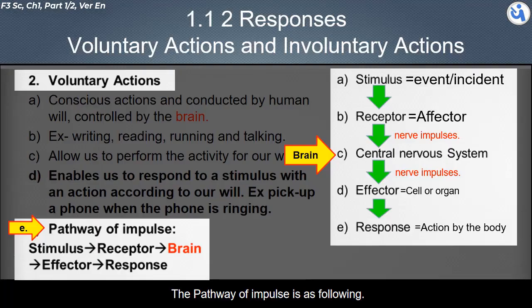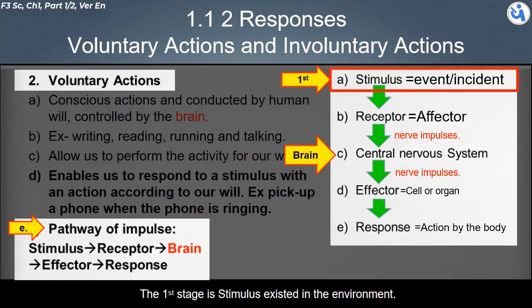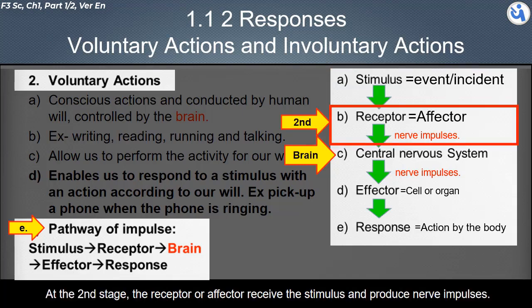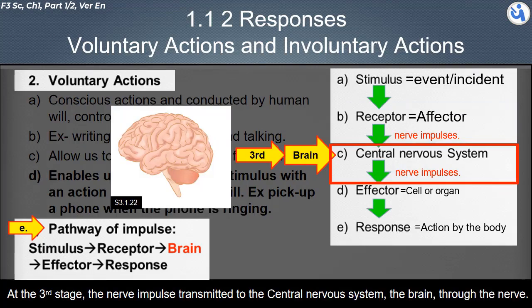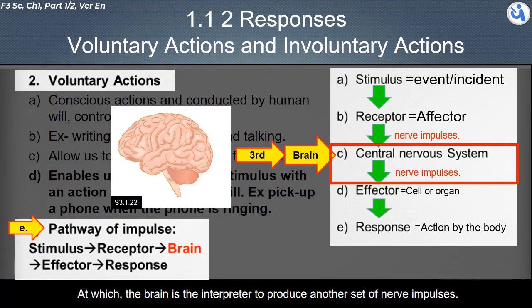The pathway of impulse is as follows. The first stage is the stimulus existing in the environment. At the second stage, the receptor or effector receives the stimulus and produces nerve impulses. At the third stage, the nerve impulse is transmitted to the central nervous system, which is the brain, through the nerve. At which, the brain is the interpreter, to produce another set of nerve impulses.